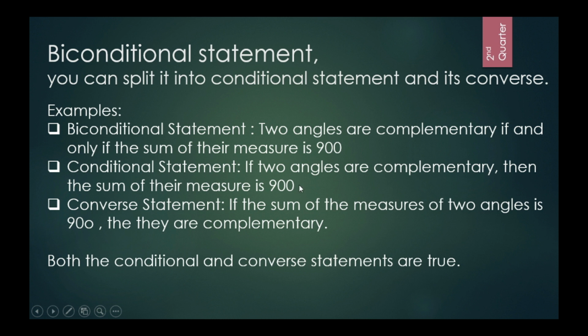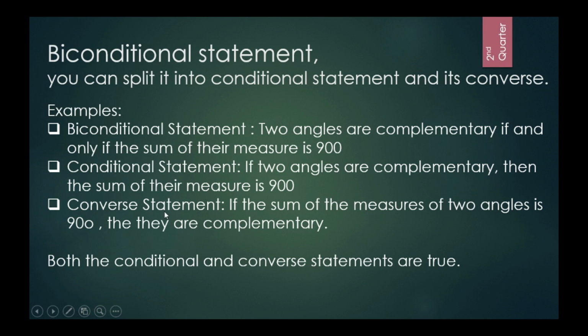Again, this is 90 degrees, no? Not 900. So, kung mapansin nyo sa conditional natin, nagkaroon na ulit tayo ng if at saka ng then. Pinaghiwalay na natin kasi nga, we are writing the conditional statement. So, saan nanggaling yung conditional statement natin? Dun sa given na biconditional statement.